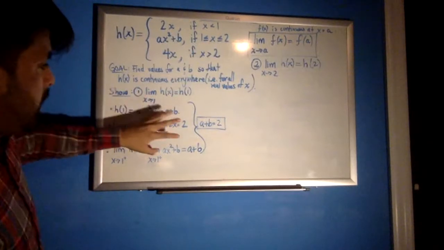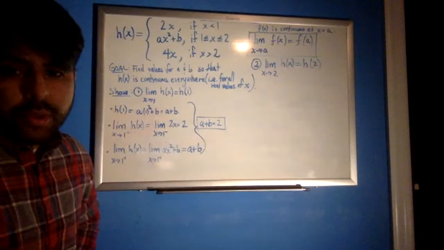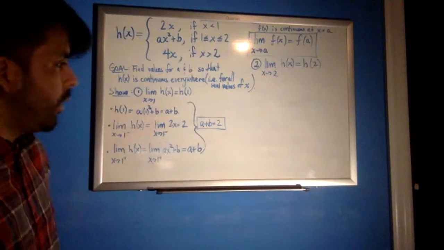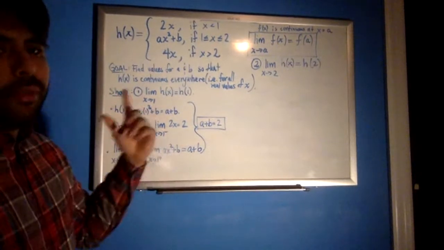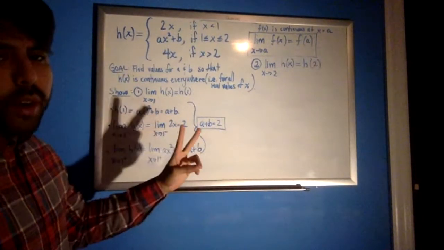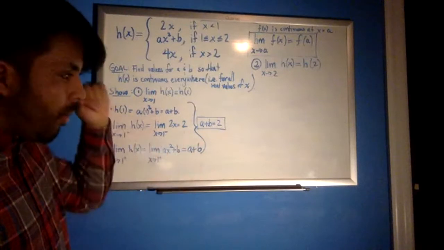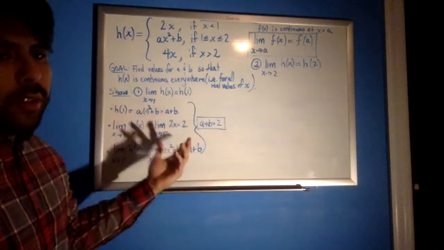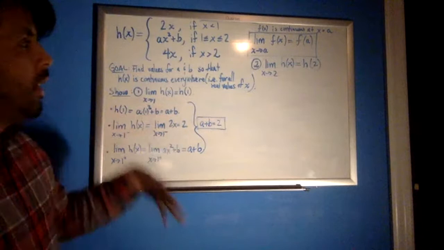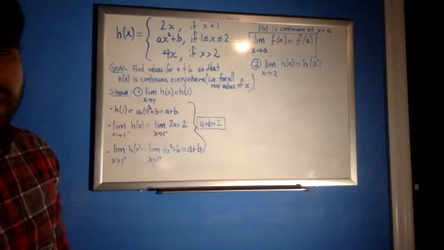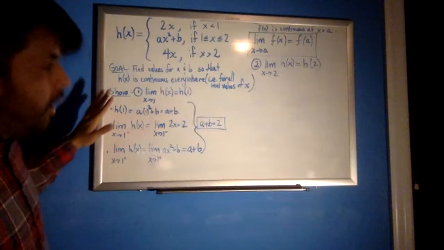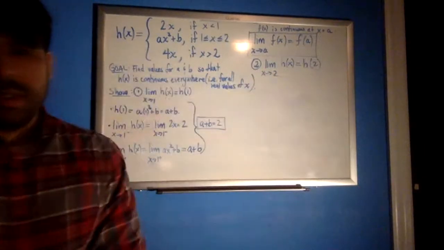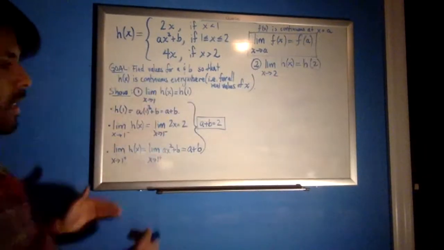So after all of this is said, I know that a plus b equals 2. But the problem is I only have one equation and two variables. I can't solve for a or b with just one equation, so I need another equation. That's where the second limit comes into play. I'm going to do exactly the same setup, the only difference being that I'm using 2 now instead of 1.